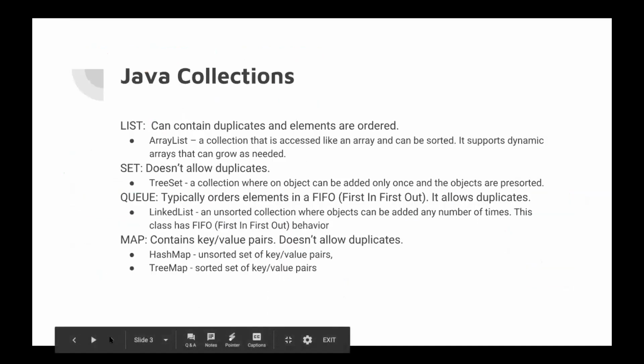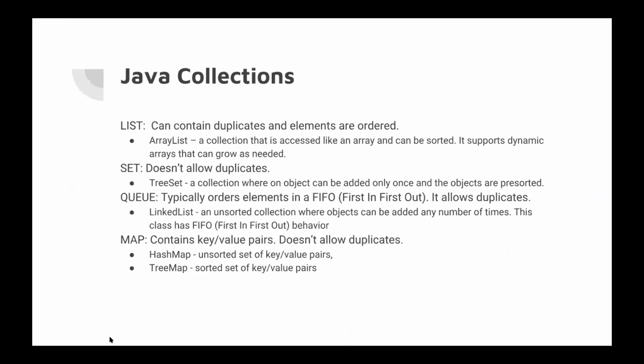And then if we look at the collections, there are certain collections that will allow duplicate elements and others that do not. Some are ordered and others are unordered. And so we're going to talk about just a few of the main ones that we might see. So under list, these can contain duplicates and the elements are ordered. A common one that we use quite a bit is an array list, which is a collection that is accessed like an array. It can be sorted. It supports dynamic arrays, so it can grow as needed.